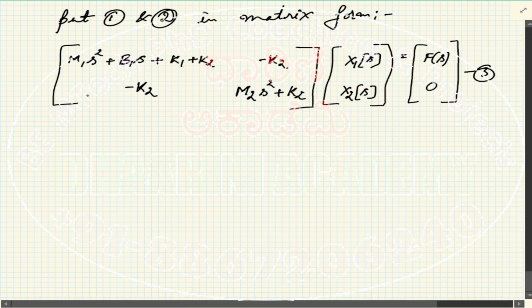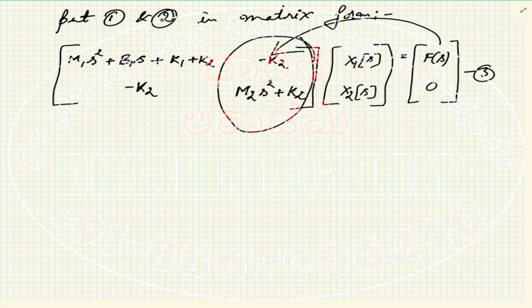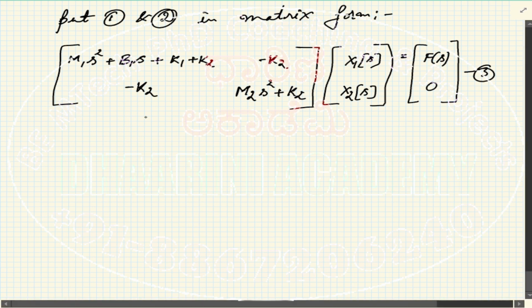Now let us see how you find x2. x2 can be found by replacing the second column of the matrix with this right-hand side, and dividing by the determinant of the given matrix. So this is what I will write. Let's try to write it in this way. Okay, let's try to find the determinant.